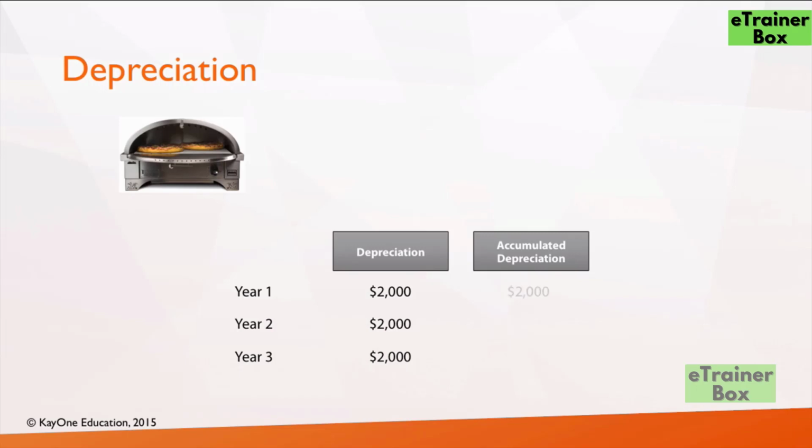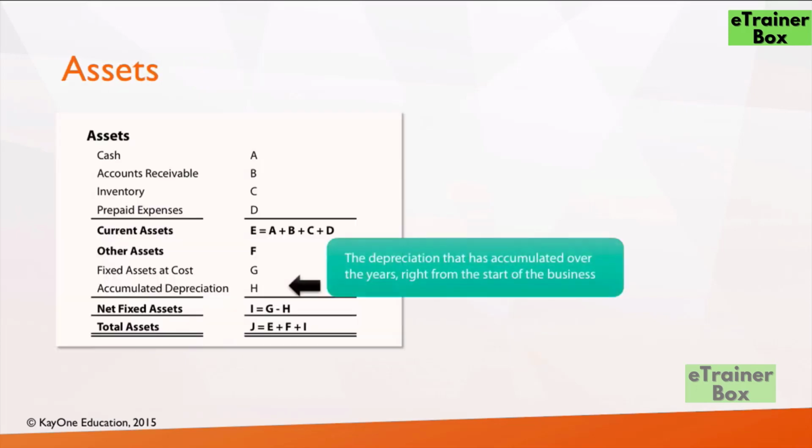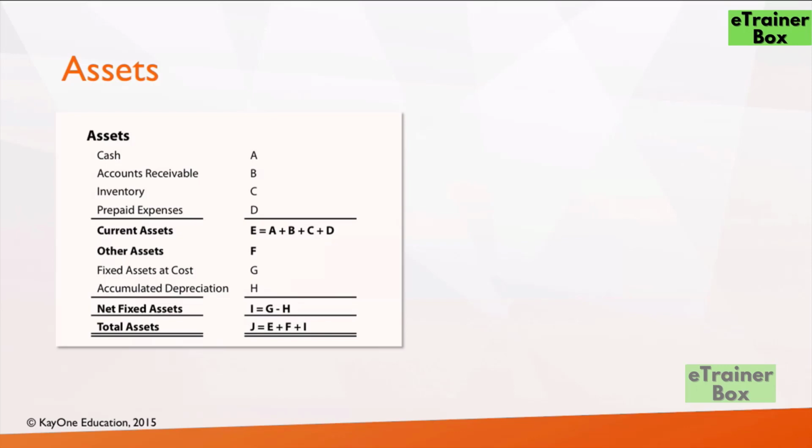And therefore the accumulated depreciation is 2,000 the first year, second year is 2,000 plus 2,000 which is 4,000, and third year it's 4,000 plus 2,000 which is 6,000. So this accumulated depreciation is the cost of the asset which is consumed in the process of production, and therefore it is shown as a deduction in fixed assets. Accumulated depreciation is the depreciation that is accumulated over the period, and it is shown as the deduction from fixed assets, and that is why you have net fixed assets as G minus H, which is total fixed assets minus accumulated depreciation.